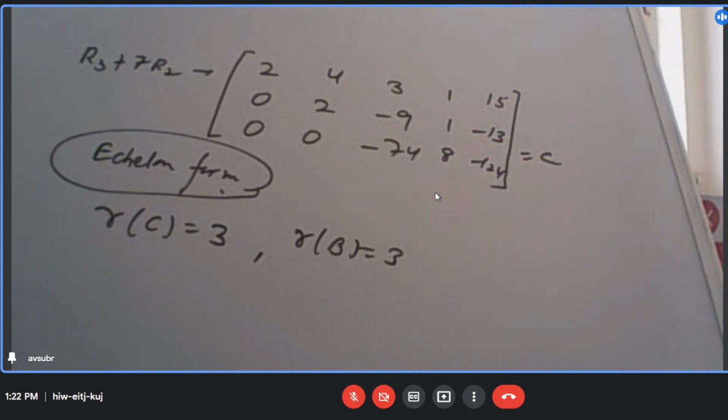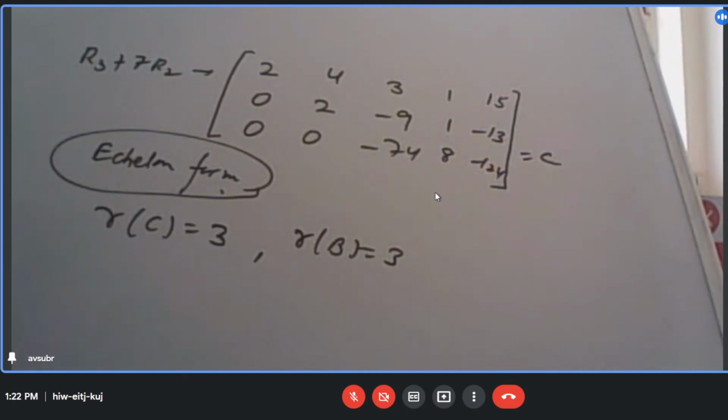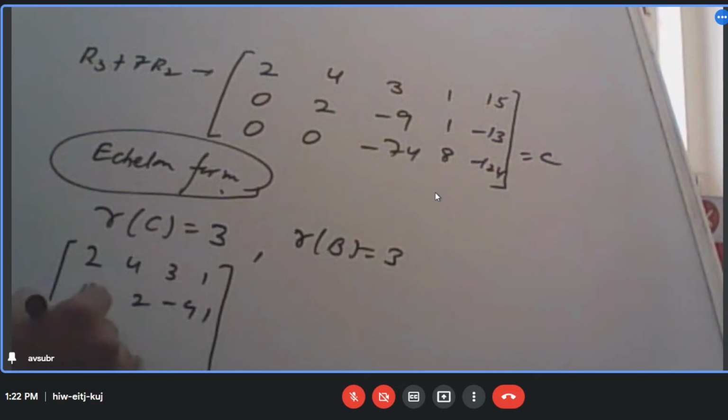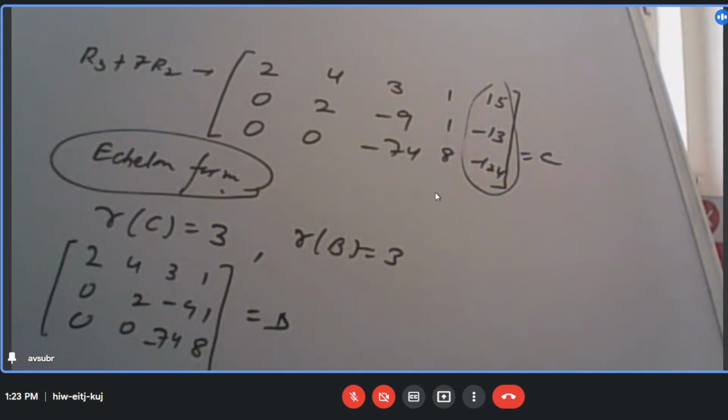Rank of B should also be 3. Now we have to remove this last column. If I remove the column, then I'll get 2, 4, 3, 1, 0, 2, minus 9, 1, 0, 0, 7, minus 74, 8. ठीक है ना? ये है D matrix, right? After removal of this last column. Is it okay?